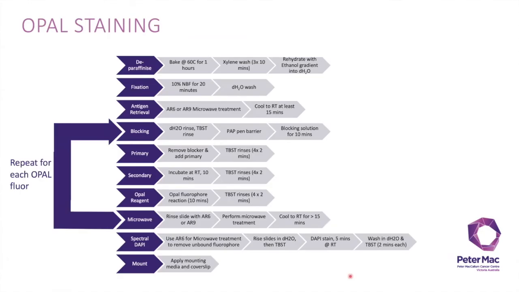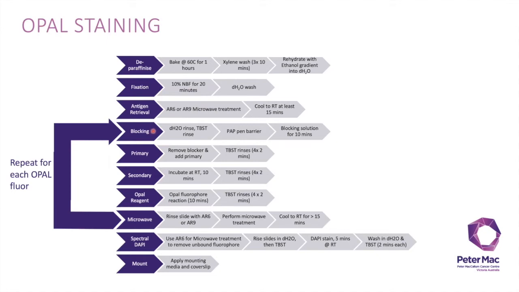This is the OPAL staining protocol for FFPE tissue sections. First, we'll deparaffinize by baking at 60 degrees for 1 hour, washing 3 times in xylene, and then rehydrating via an ethanol gradient back into water. We'll fix the tissue using 10% neutral buffered formalin for 20 minutes, followed by a wash. We will then perform antigen retrieval using either a pH 6 or a pH 9 solution with microwave treatment. And then we go through the normal cycles of immunohistochemistry staining.